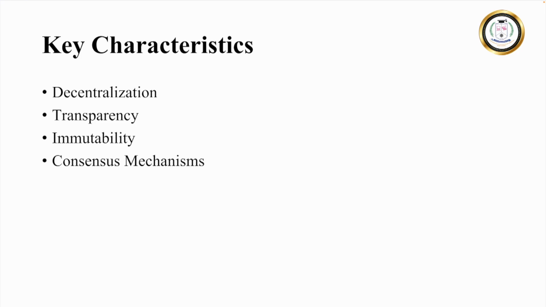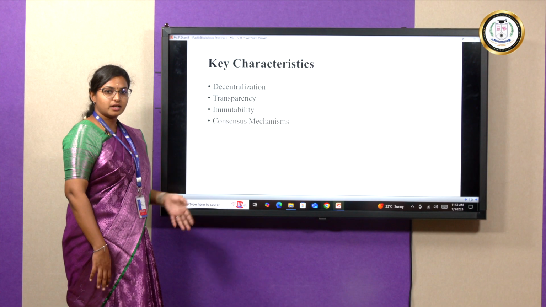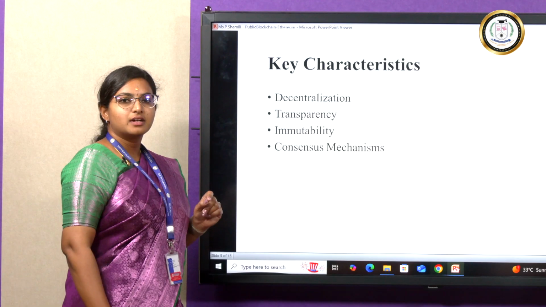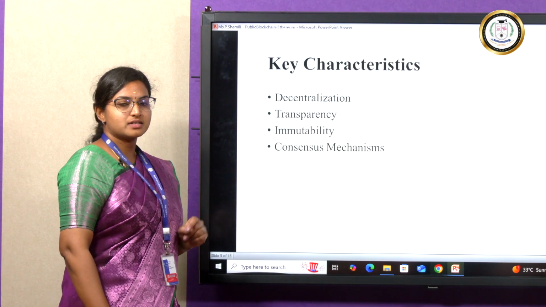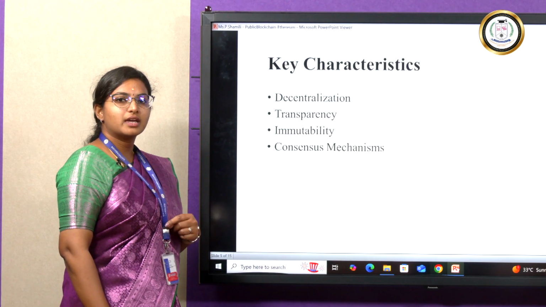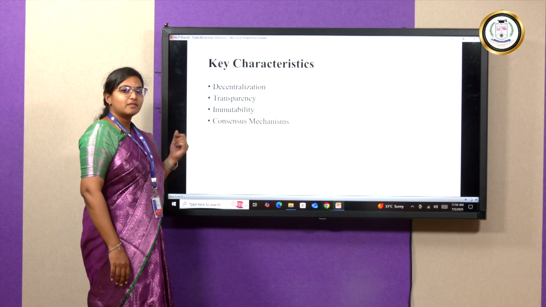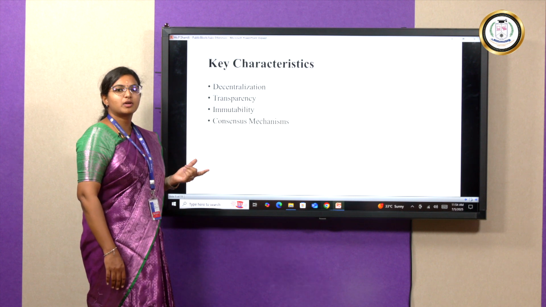And then the key characteristics are decentralized, transparency, immutability and consensus mechanism. Decentralized means all the peers in the network are distributed all around the world. Transparency: if I am doing a transaction, that transaction is visible to everyone in the network. Immutable means we can't delete the data. Next is the consensus mechanism, where consensus comes under an agreement basis.